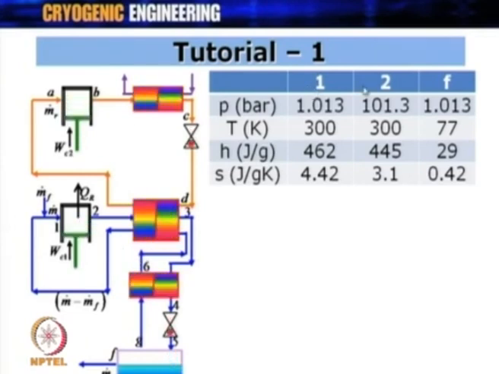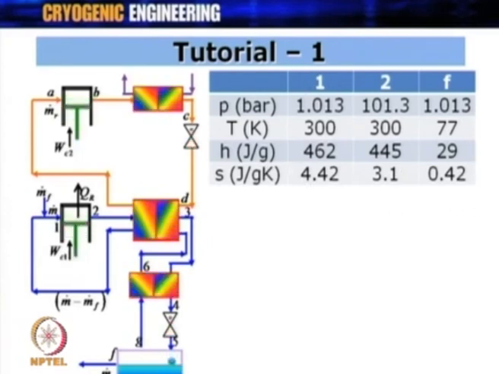So, you have points 1, 2 and F corresponding to pressures of 100, 100 and 1 respectively. The temperatures at these 3 points are 300, 300, and at point F you have the boiling point of nitrogen, which is 77 Kelvin. Corresponding to these temperatures and pressures, you get enthalpy values of 462, 445 and 29 joule per gram. Similarly, we have entropy values for these three points.